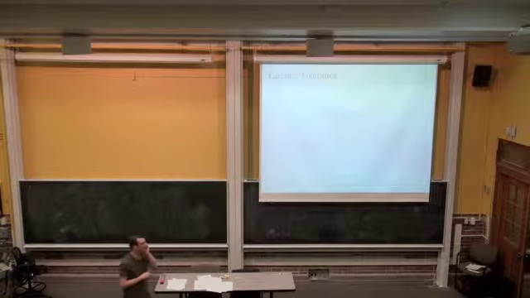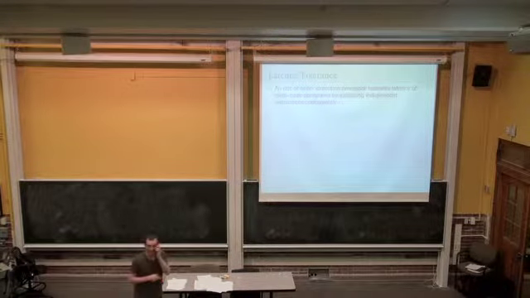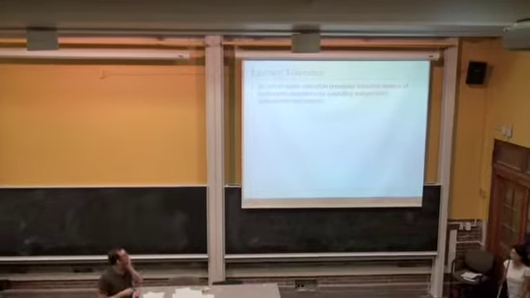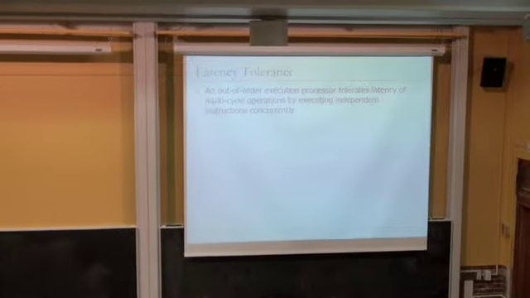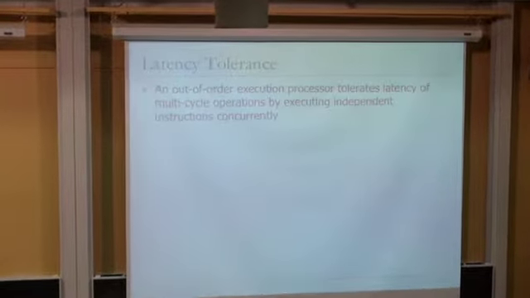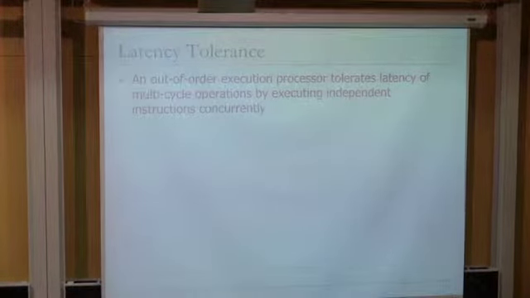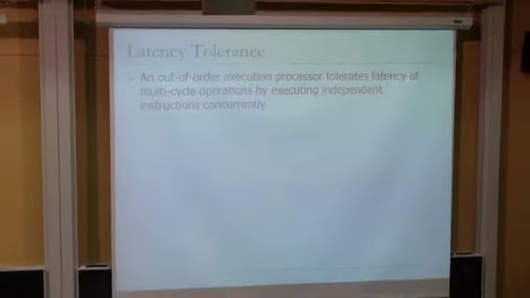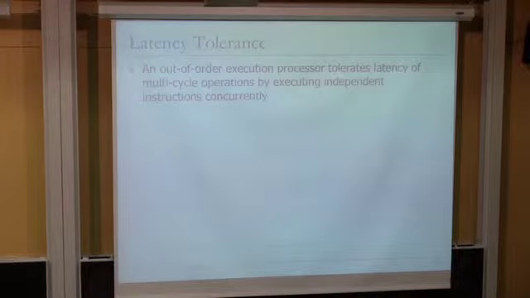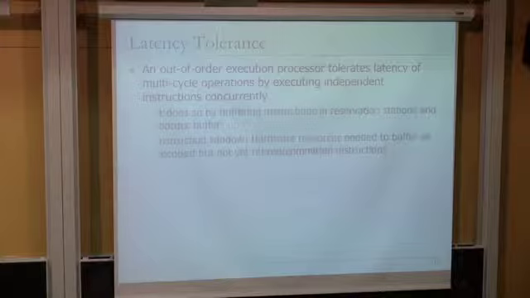Out-of-order processors tolerate latency. An out-of-order processor tolerates latency by executing independent operations concurrently with a multi-cycle operation. Right? That's actually from a previous slide that I showed you. It's a little bit tweaked. When you have a long latency operation, a multi-cycle multiply, let's say, if you can find another independent instruction that can be executed concurrently with it, now you're amortizing the latency of both operations. Right? That's the idea of out-of-order execution.